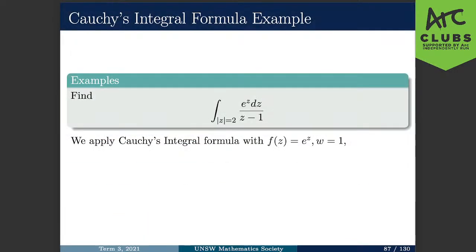So the function on the top, that's our f of z, and then we set our w equal to 1. So all you really need to do is substitute directly into Cauchy's integral formula. This is just Cauchy's integral formula rearranged to make the integral the subject, so we just multiply the 2 pi i to the other side. So the formula just says that we need to sub in w, which is 1, into the function, which is e to the z, the exponential function. And so this integral is simply 2 pi i times e. Okay, so that's pretty simple.